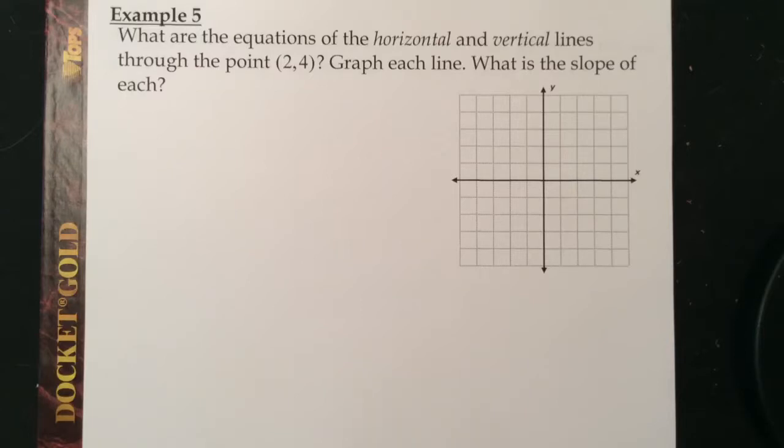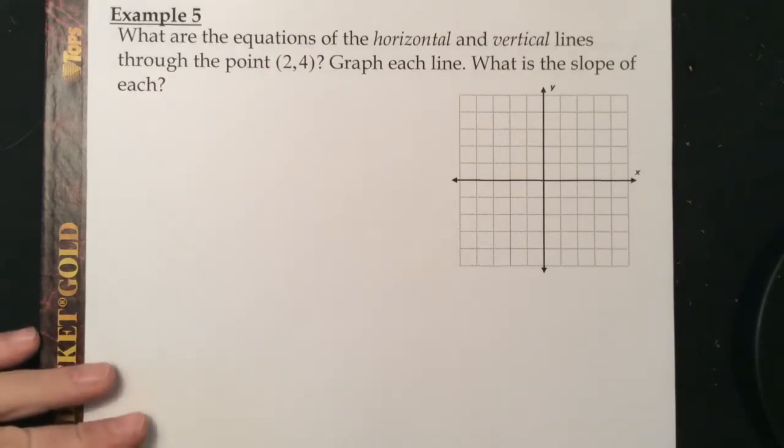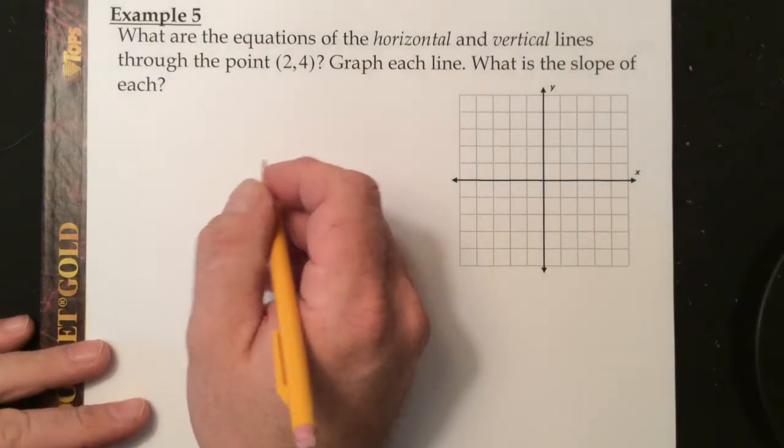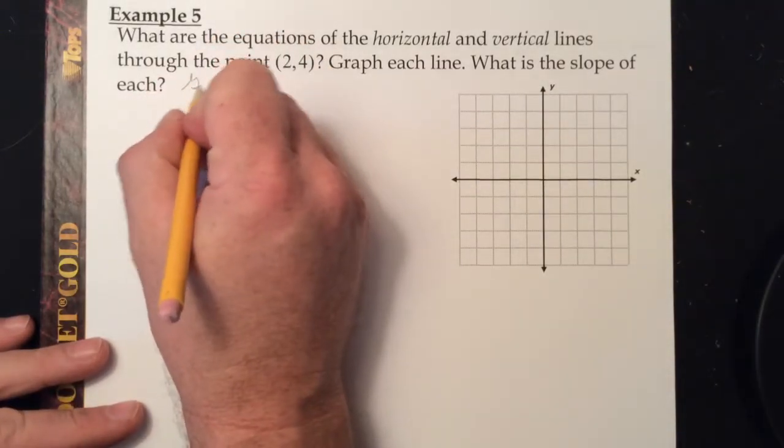Now, when working with horizontal and vertical lines, using slope intercept or point slope forms, they don't really help you. You must know the information about vertical and horizontal lines to help you out. So either you need to memorize it or you need to work with it enough that you remember it. So let's discuss this one. They want us to find the equations of the lines, they want us to graph them, they want us to find their slopes. So let's go graph the point first.